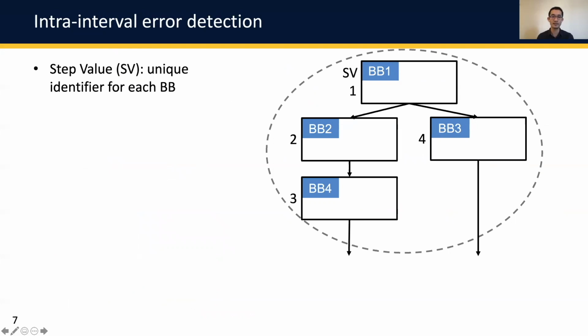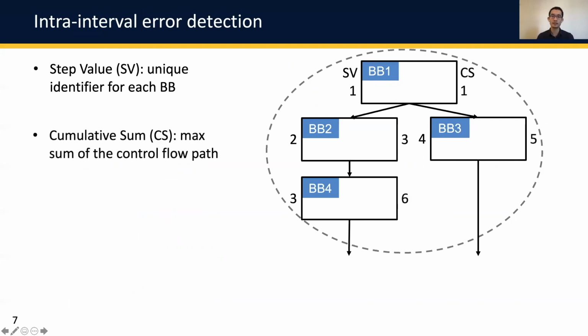step value, or SV, shown on the left side of the basic block. Then, PASS calculates the cumulative sum, or CS, for each basic block, which is computed by taking the maximum sum of all SVs from the interval entry block to the current block along the control flow edge. Results are shown on the right side of each basic block in the figure.